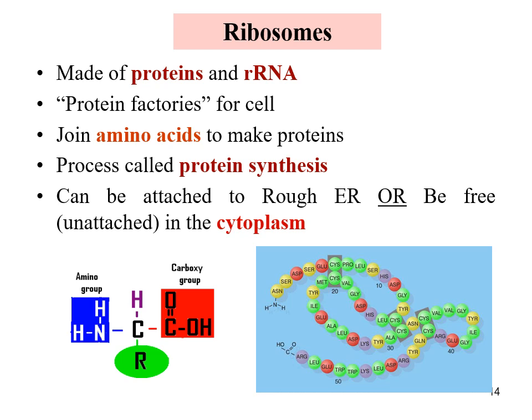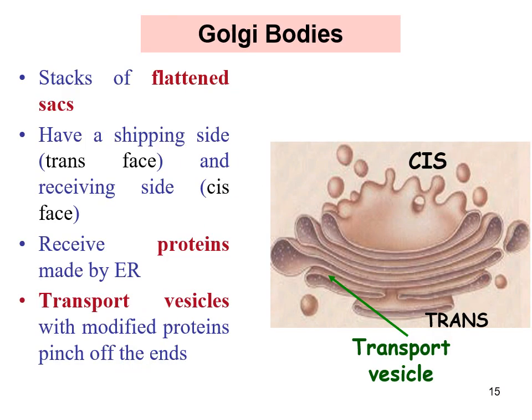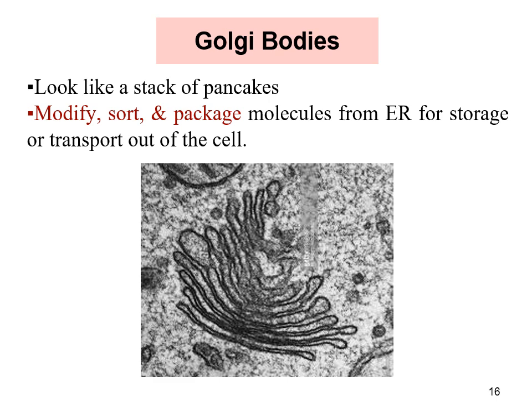Golgi bodies, also known as the Golgi apparatus, are stacks of flattened sacs. They have a shipping side, the trans face, and a receiving side, the cis face. The Golgi bodies receive proteins made by the ER and then modify, sort, and package these molecules for storage or transport out of the cell. Transport vesicles containing the modified proteins pinch off the ends of the Golgi.